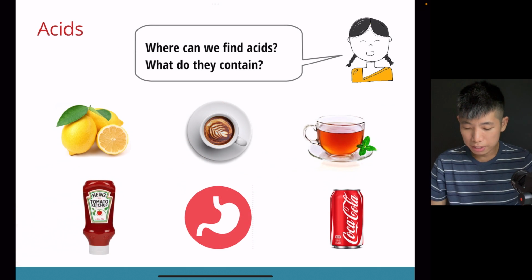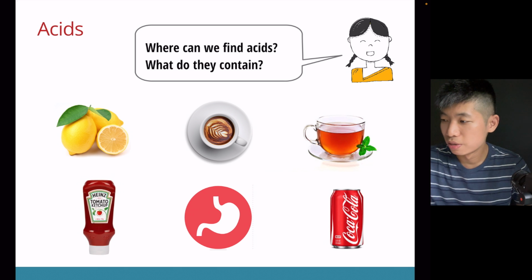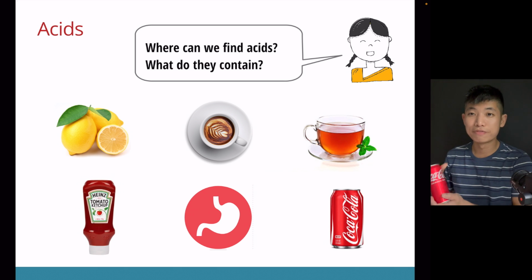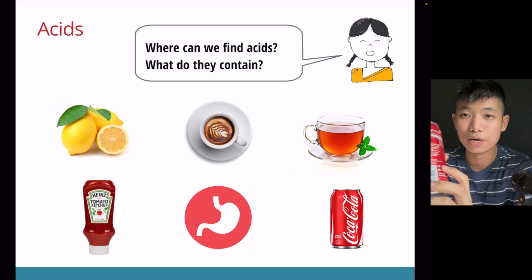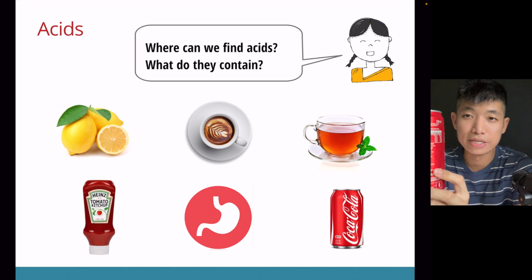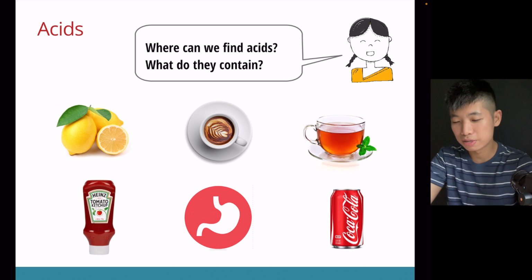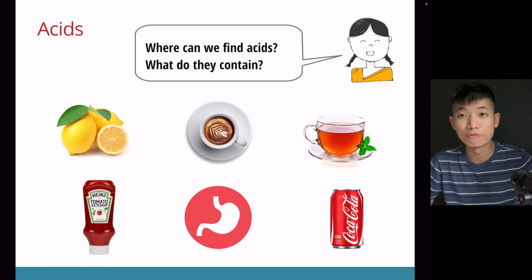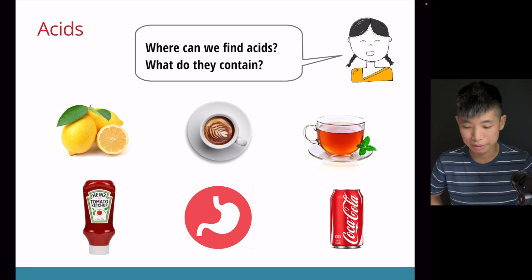You will find acids in many places in your everyday life. You may want to take a closer look at some of these substances and see what acids they actually contain. One example that you'll find very often is in Coca-Cola. Okay, so if you look at the label of Coca-Cola, you'll find that the acid it contains is actually phosphoric acid. And that's why some people say that Coca-Cola can be used to remove rust, can be used to clean your toilet bowl or remove stains quite easily because it has acids in them.